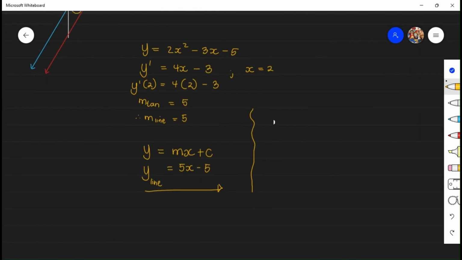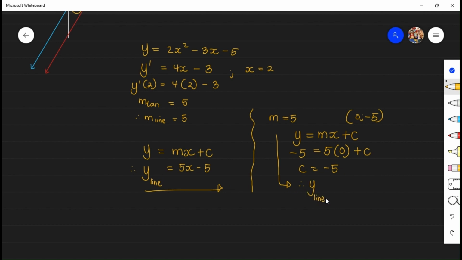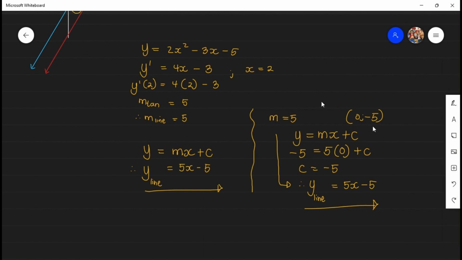So we can use our gradient, which is m equals 5, and our coordinate (0, -5). From here, we can substitute our y value, which is -5, our gradient, which is 5, and our x value, which is 0. That then gives us a c value of -5. So if you did not know your c value, you could have calculated it. From there, you can substitute into your original equation and have your equation of your line as y equals 5x, plus the value of c that you just calculated. So either option would have been acceptable.